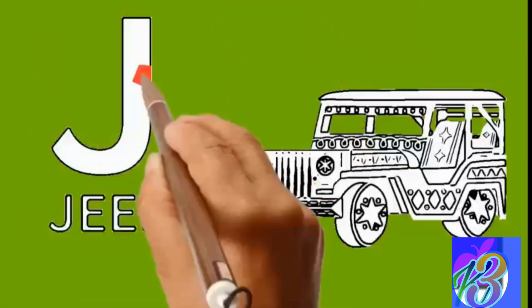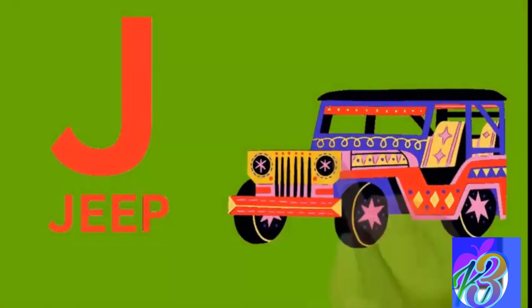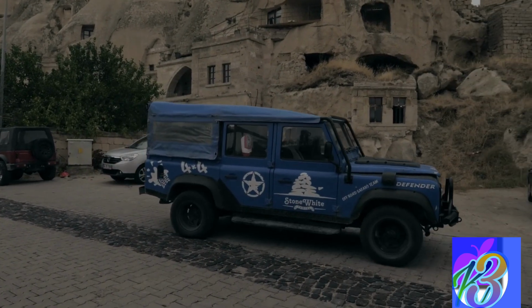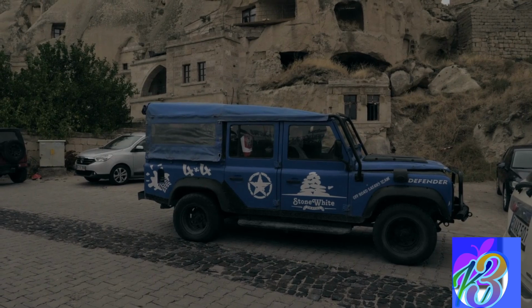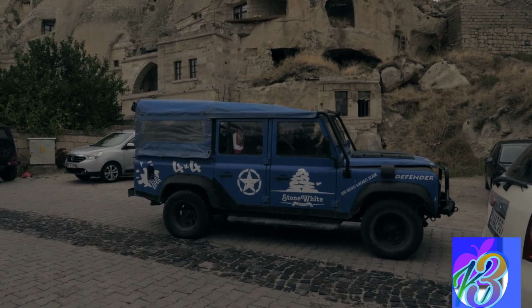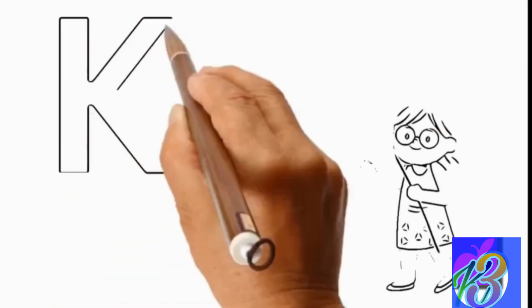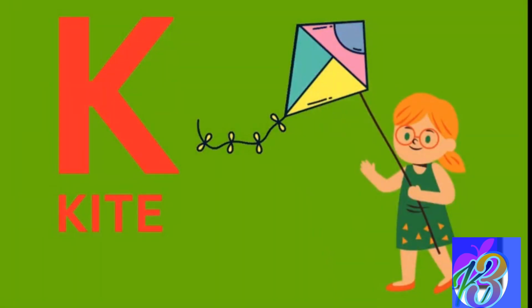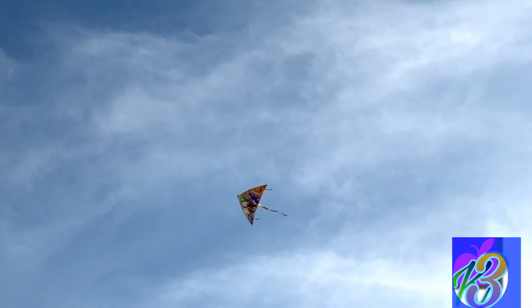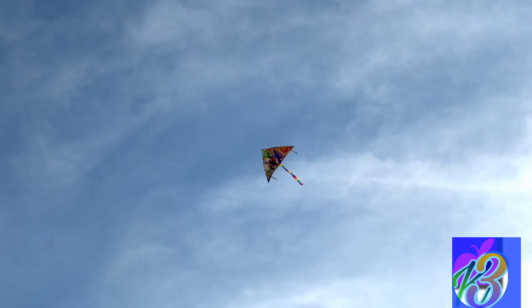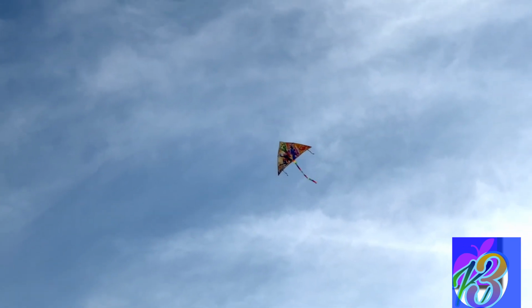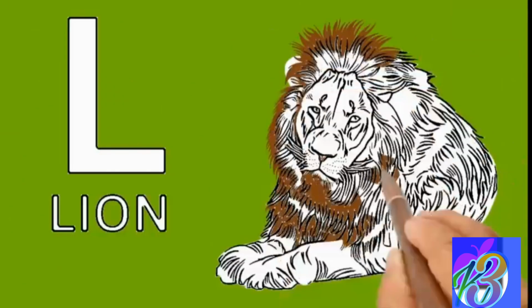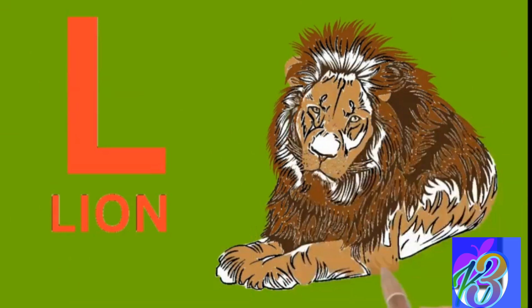J. J for jeep. K. K for kites. L. L for line.